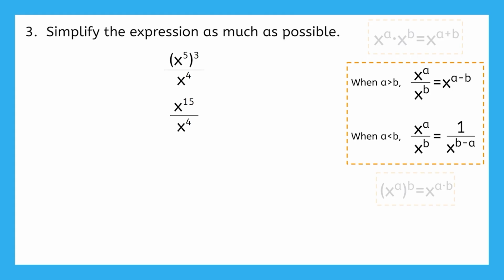It all depends on which element, the one on top or the one on bottom, has the larger exponent. X to the power of 15 has a larger exponent than x to the fourth, so the final term will be in the numerator, and we can rewrite this as x to the power of 15 minus 4, which simplifies to x to the power of 11. This expression can't be simplified any further, so we've reached our final answer.